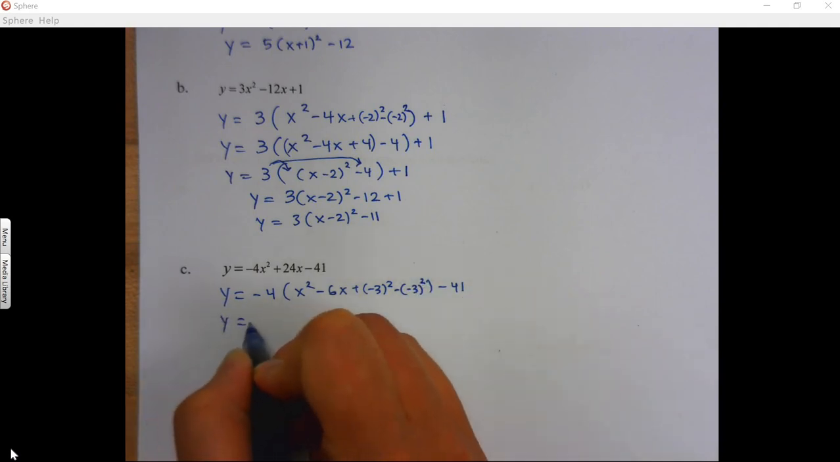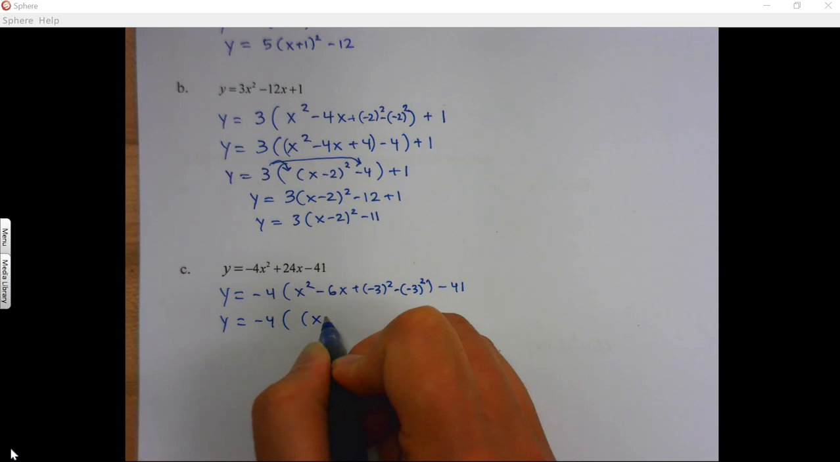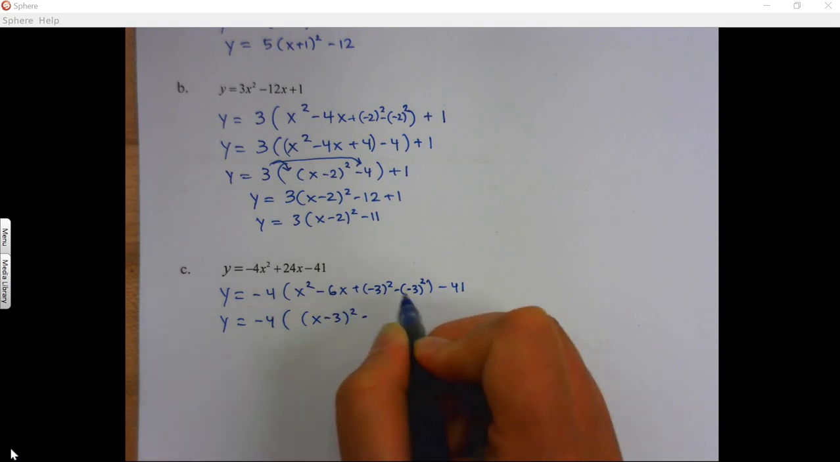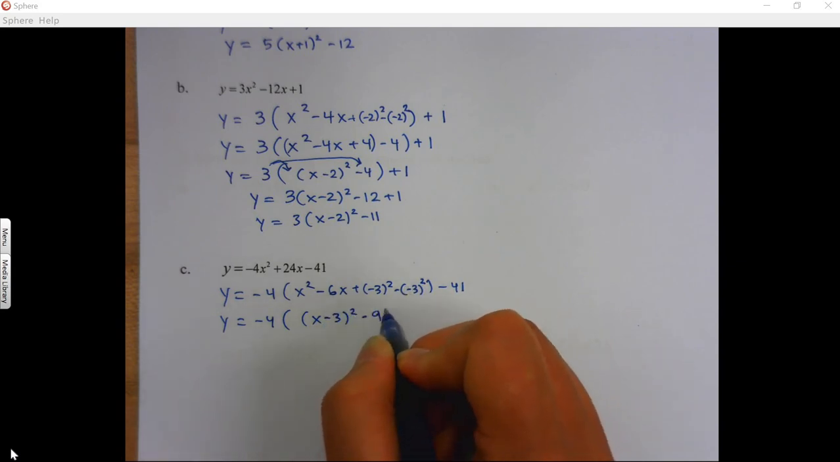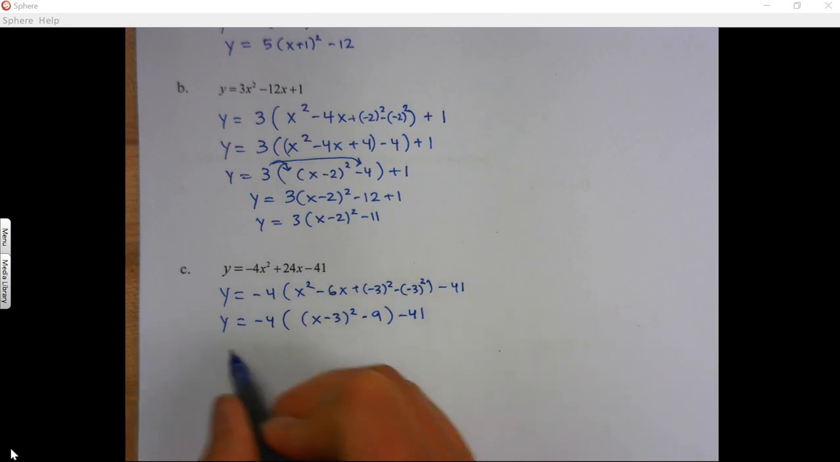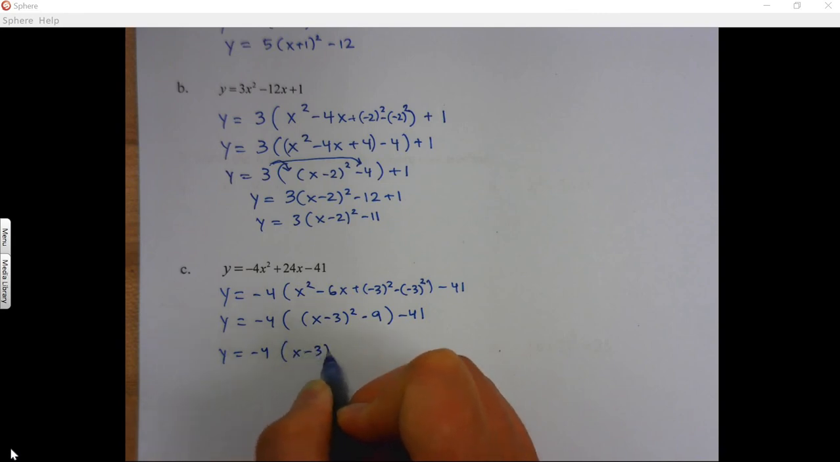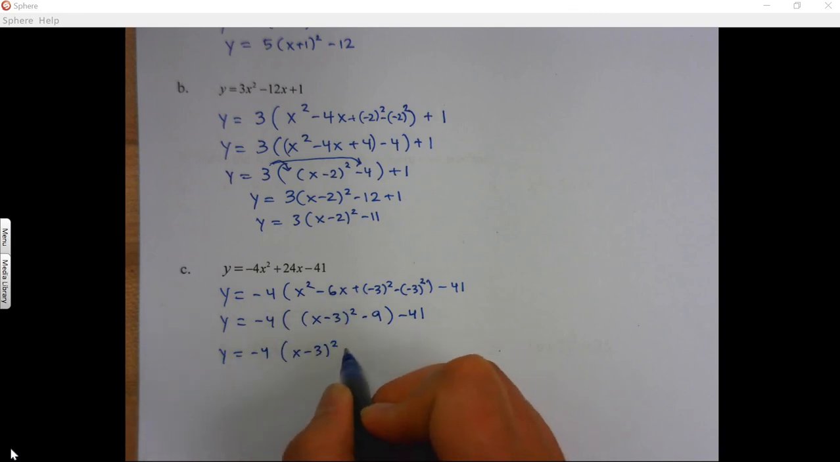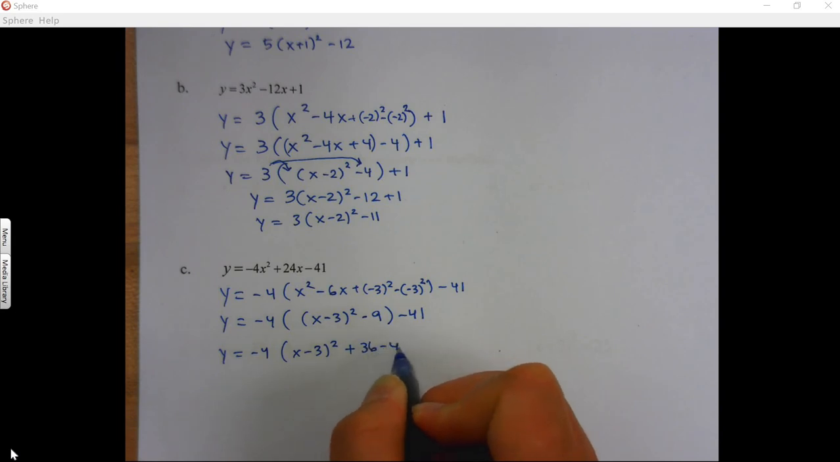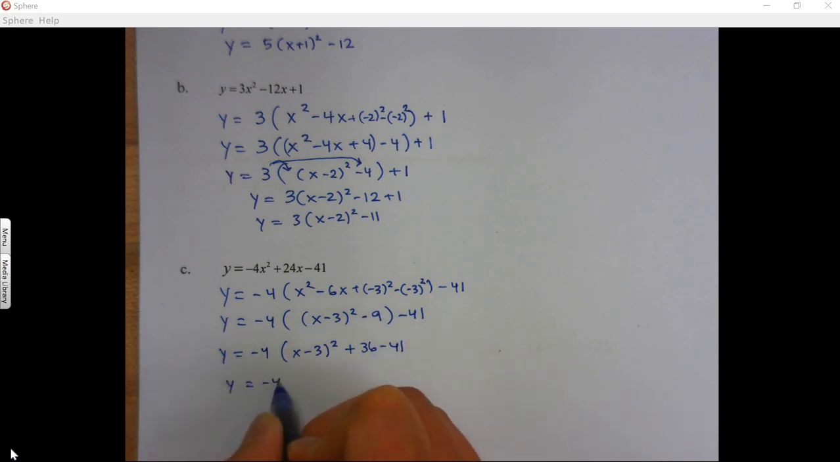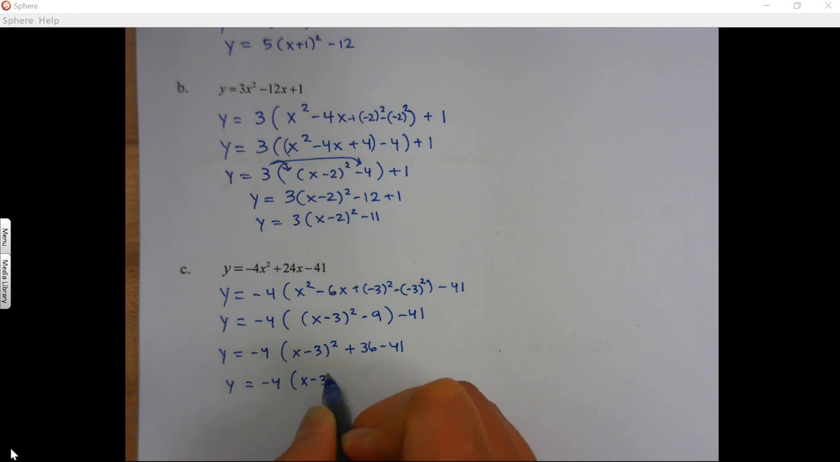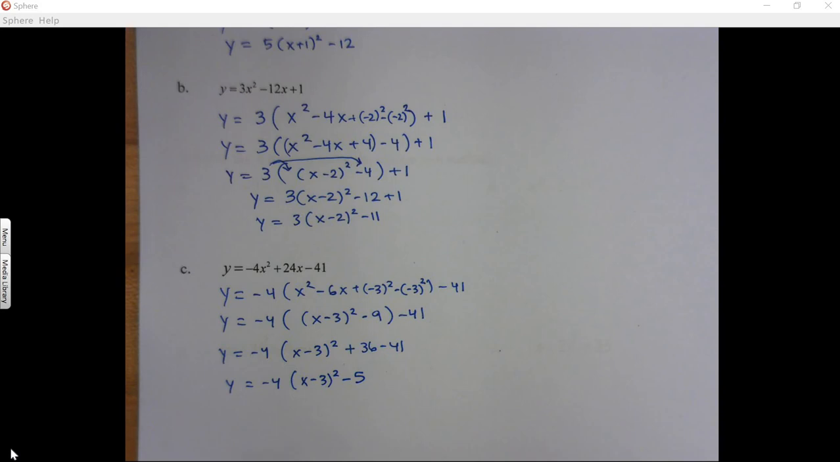So I get y is equal to negative 4 times x minus 3 squared. I have, this part is my minus 9. And I have minus 41. Yes, I skipped some steps there. We have y equals negative 4 times x minus 3 squared. The negative 4 and the negative 9 make a positive 36. Subtracting 41 from it, we get negative 4 times x minus 3 squared and a minus 5. Again, this has been completing the square, taking a quadratic equation from standard form to vertex form.